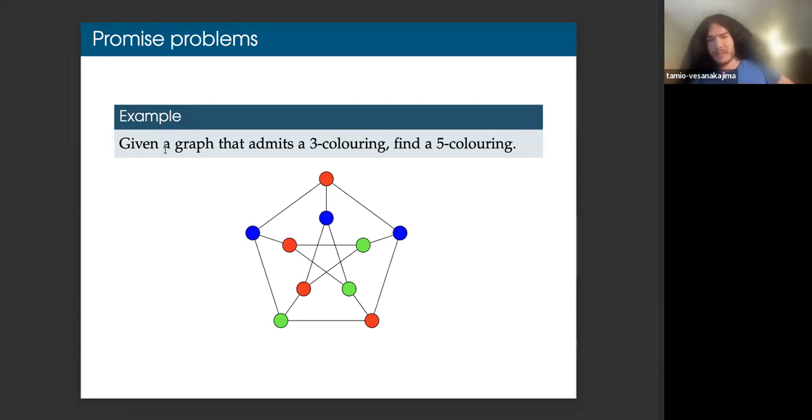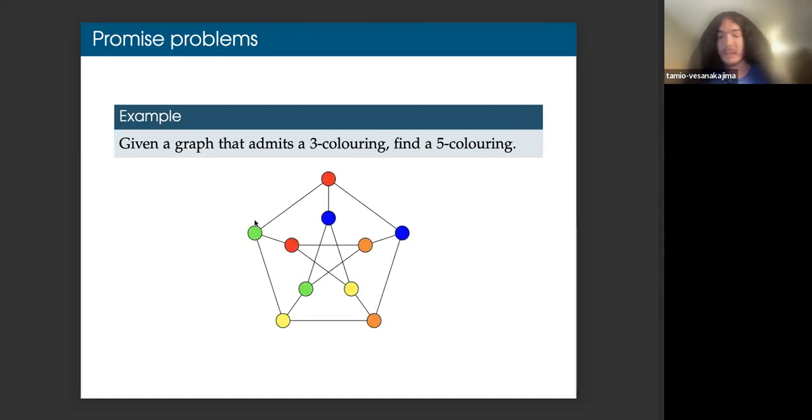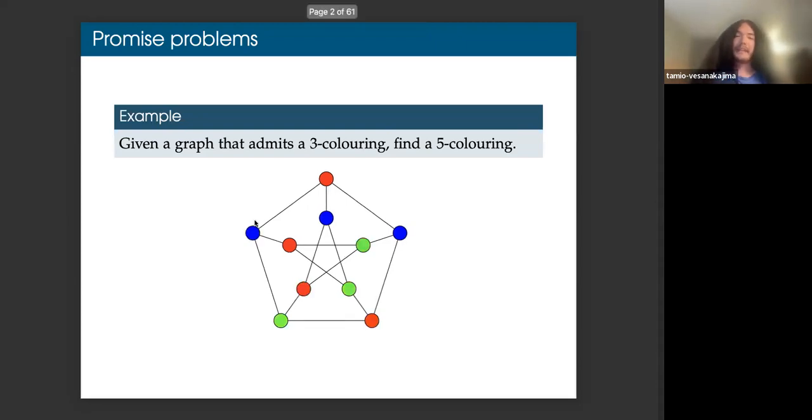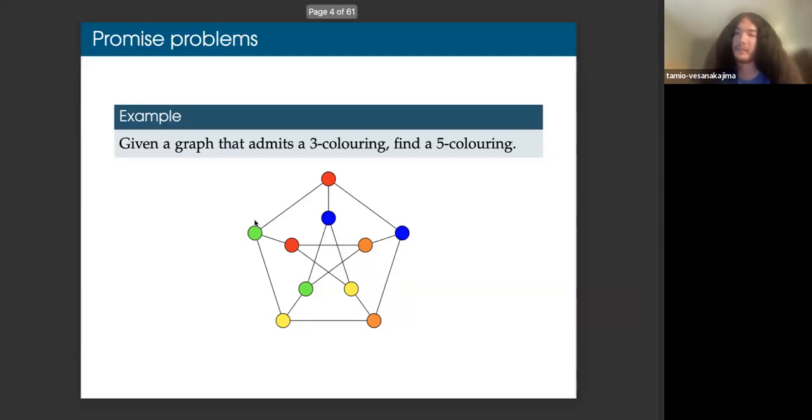In this problem, I give you a graph, and I promise, hence promise problem, that the graph is three colorable, like this graph. But I don't give you the coloring, and then I ask you to find a coloring with a larger number of colors. So this is easier to do in principle. If I counted the colors here correctly, there are 5 colors. So again, I give you a 3 colorable graph, I don't tell you the coloring, and I ask you to find a 5 coloring.